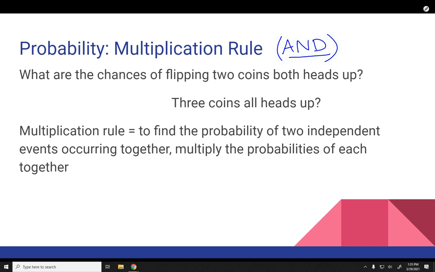What is the probability of them happening together? Okay, so when you see the word and in a question, what are the chances of this and this? That's a clue that you're probably going to be using the multiplication rule.